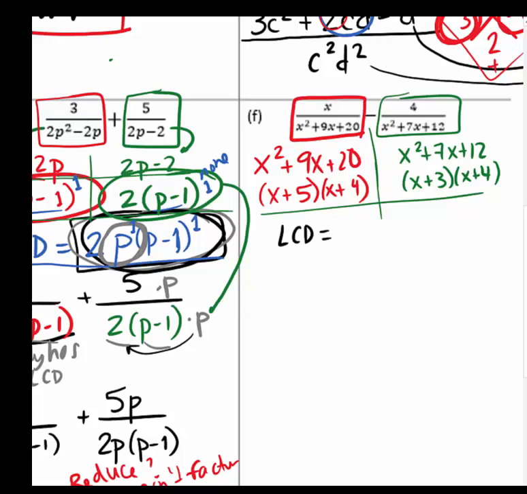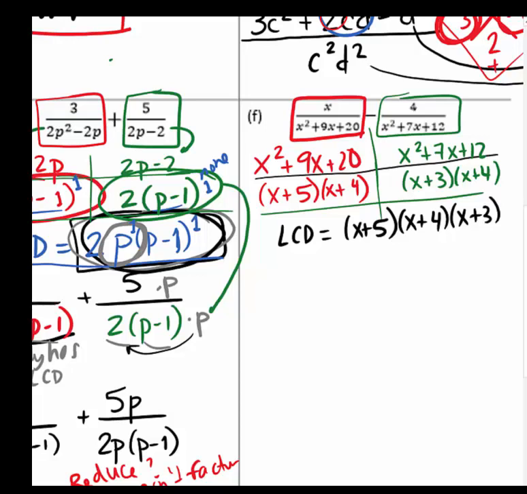To find the least common denominator, I have to look at the factorizations and see what kind of factors I see. I'm trying to be greedy here. I see an x plus 5, an x plus 4, and an x plus 3. I need at least one of each of those. I'm going to see if I need more of any of them.